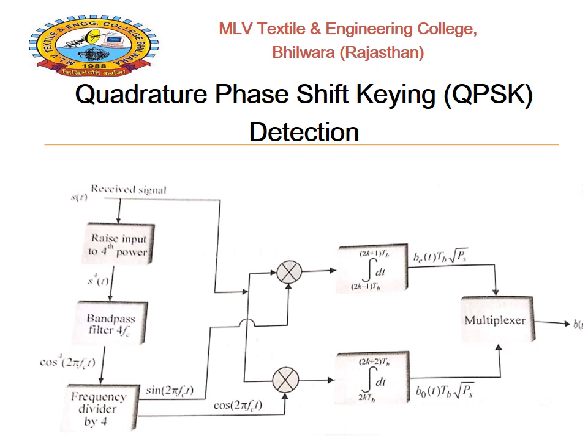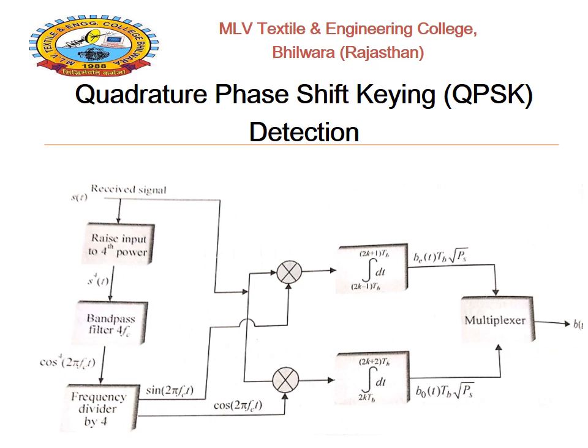Next, it passes through the band pass filter having the frequency component of 4 fc. So the output of the band pass filter is cos to the power 4, 2 pi fc t. Next, it is given to the frequency divider by 4. When divided by 4, that will generate the 2 frequency components sin 2 pi fc t and cos 2 pi fc t, and both components are given to the 2 multipliers as given in the diagram.